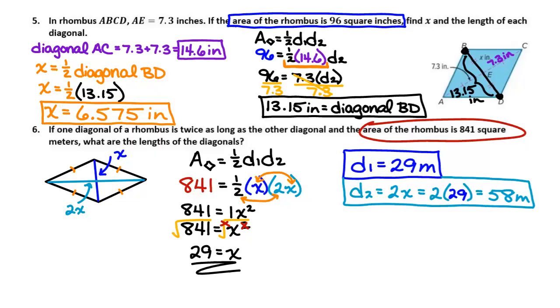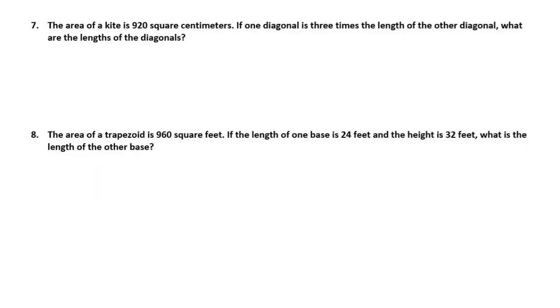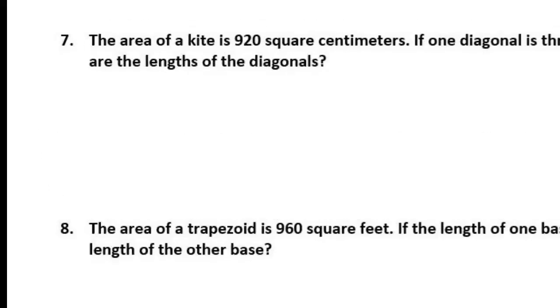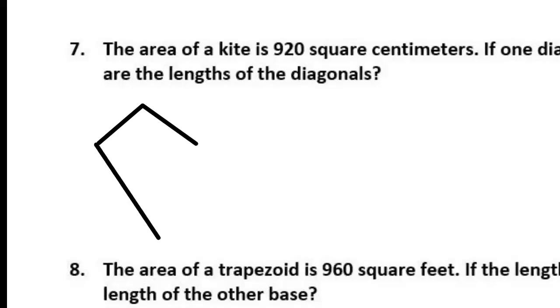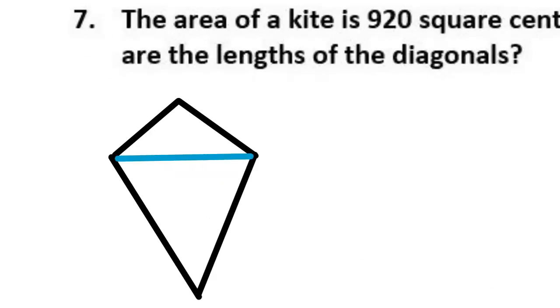All right. Let's try another one that's kind of like that. It says the area of a kite is 920 square centimeters. If one diagonal is 3 times the length of the other diagonal, what are the lengths of the diagonals? So the first thing we're going to do is draw our kite. And then we're going to draw in the diagonals.